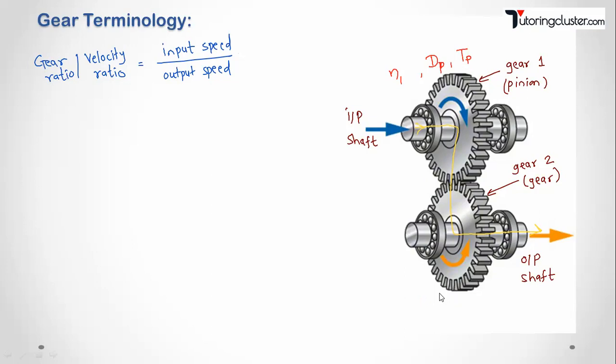Okay, then dg is the pitch circle diameter of the gear, and tg is the number of teeth on the gear, so that it will be easy for you. Now n1 is the speed with which the input shaft is rotating, and n2 is the speed of the output shaft. So how can we write the gear ratio?